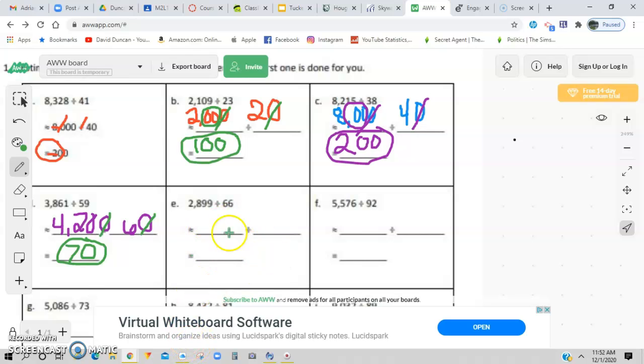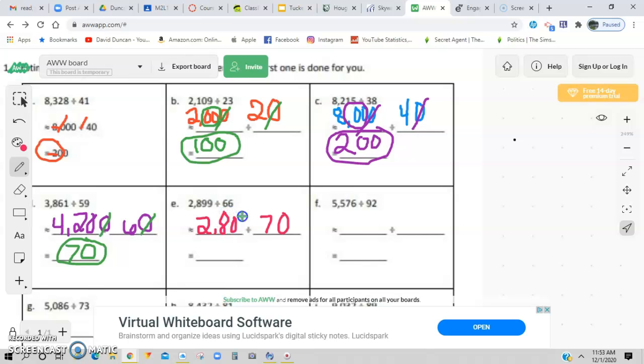Now this is the last one I'm going to do with you guys, and I want you to work on the rest on your own. 66 rounded to the nearest 10, well, I could round it to 70. I'm going to pick a different color here and round that to 70. And then 2,899, what can I round that to that 7 easily goes into? I know 7 can go into 28, so I'm just going to round that to 2,800.